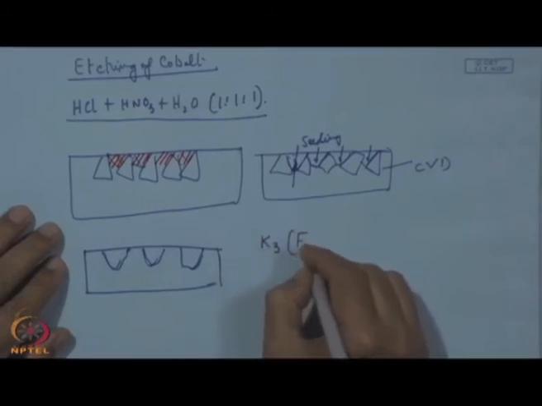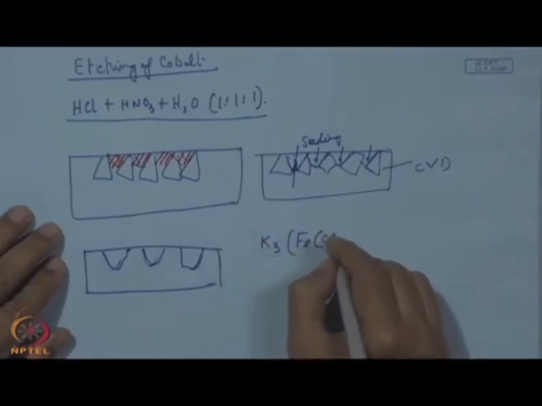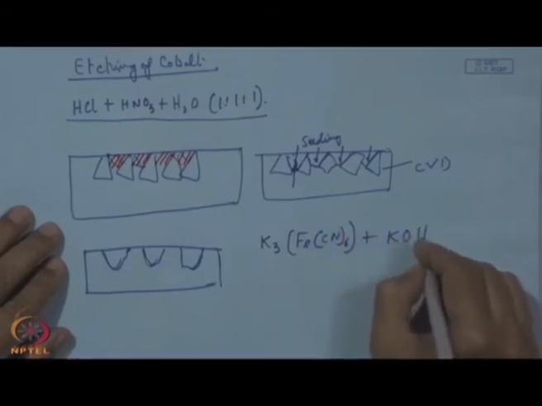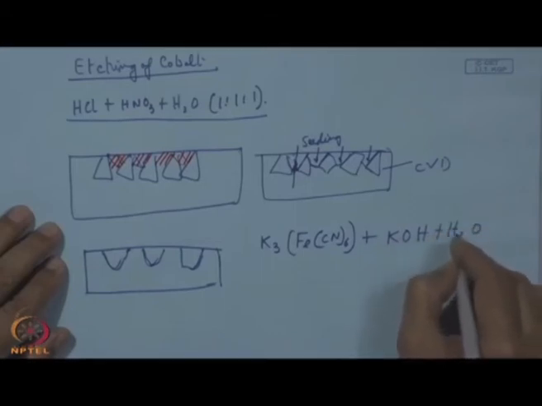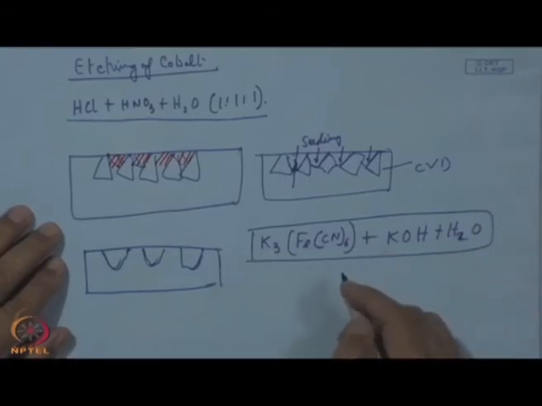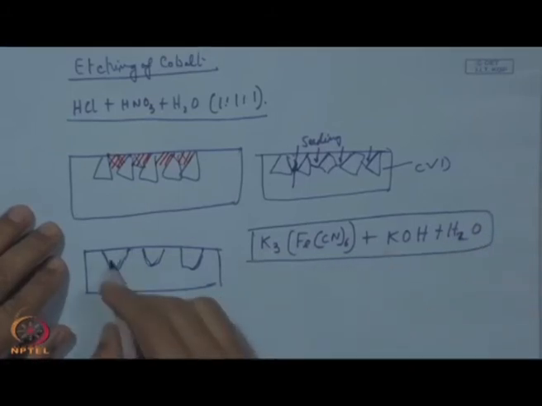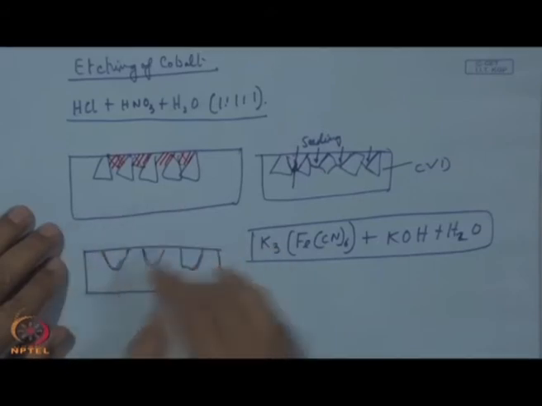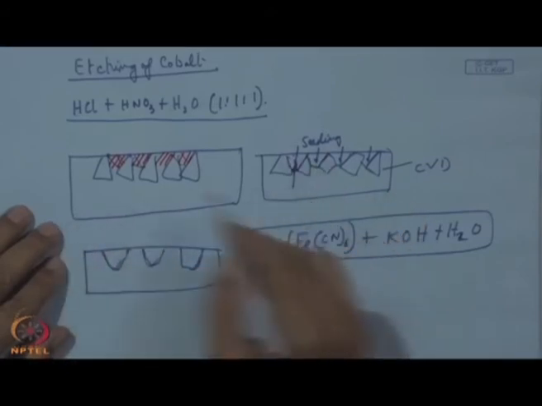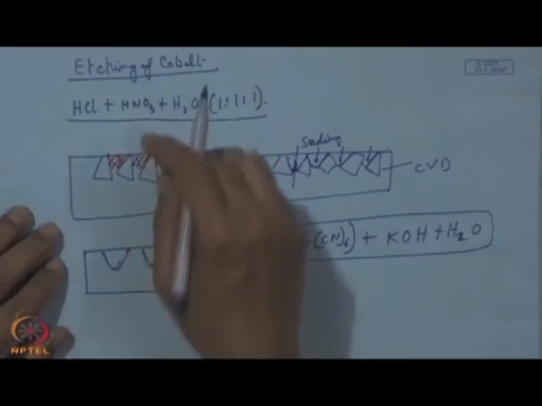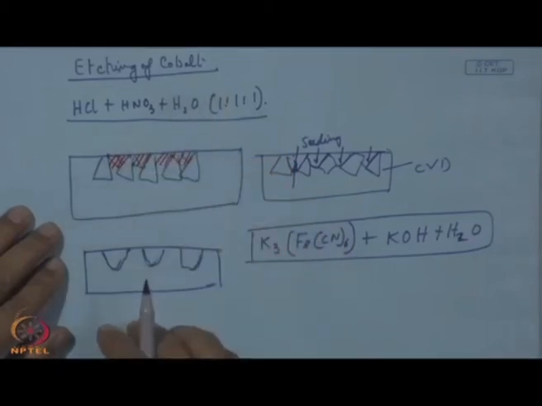It is called K3Fe(CN)6, Murakami's reagent, and then we have KOH plus H2O. This is the standard reagent for etching the carbide, and that can be intelligently used for removing this. So, here we have these cavities. That means the whole idea here is not only to get rid of this cobalt, but also to make some pocket for receiving this diamond dust, and it will be acting like seed.